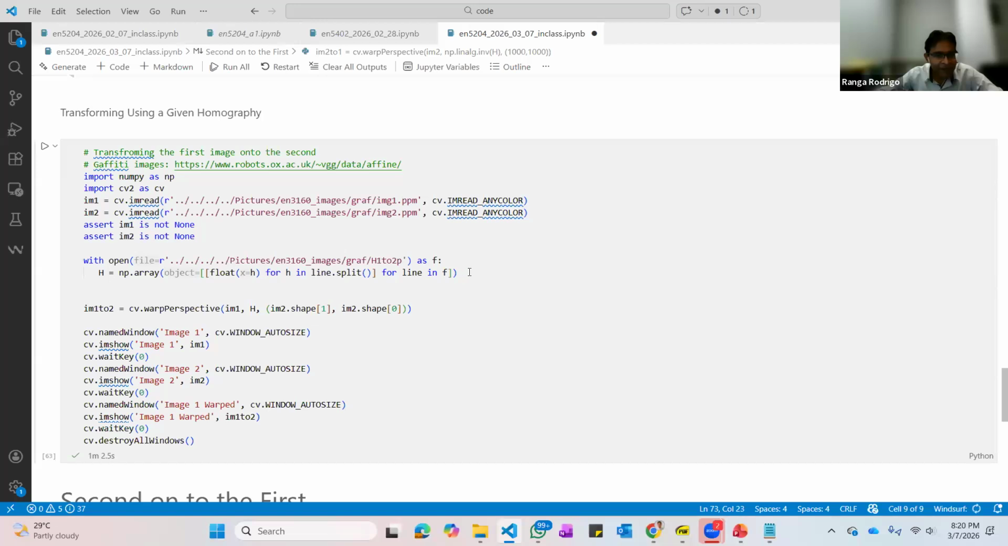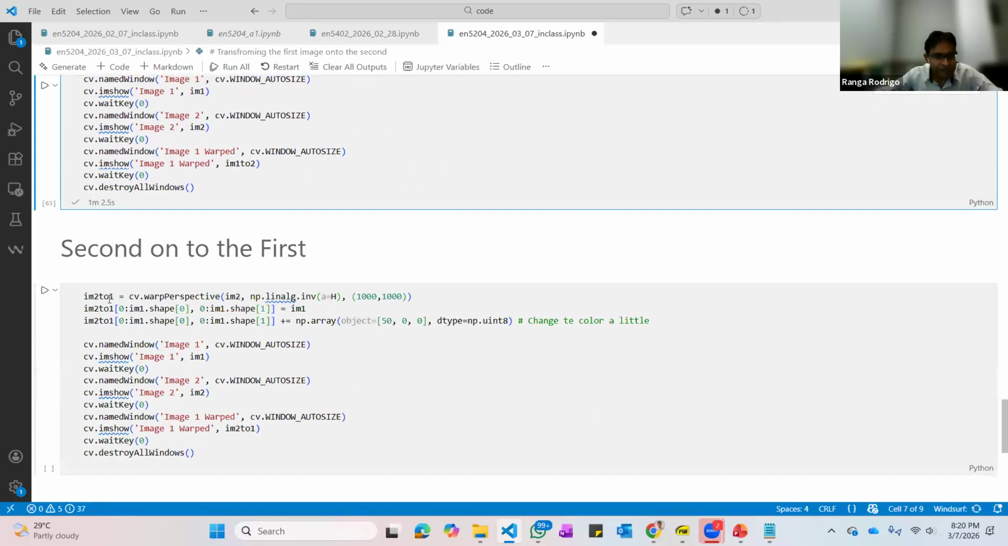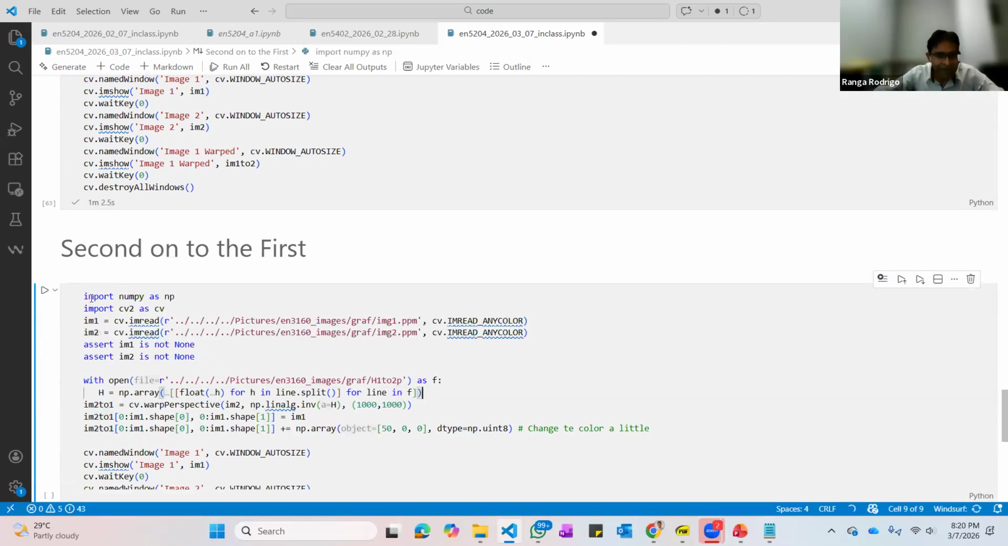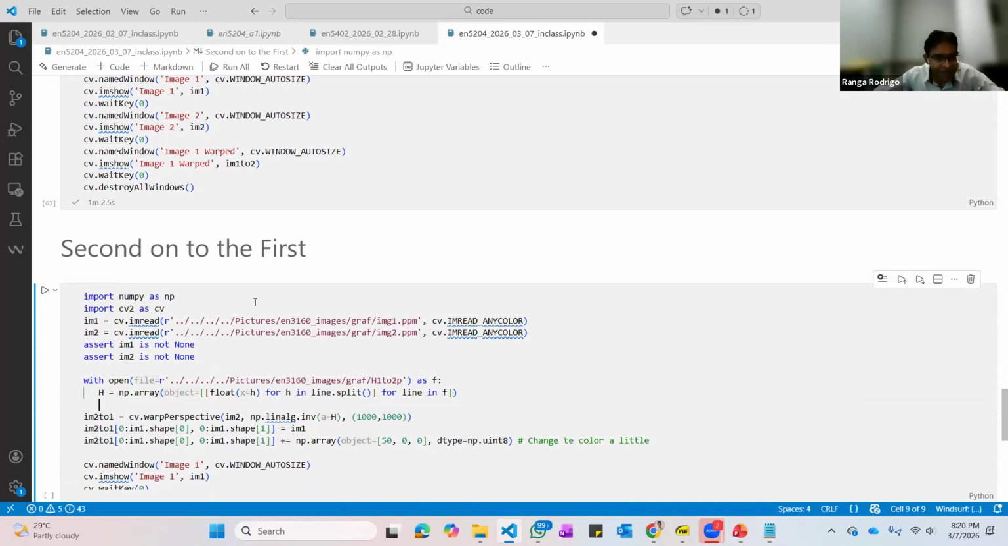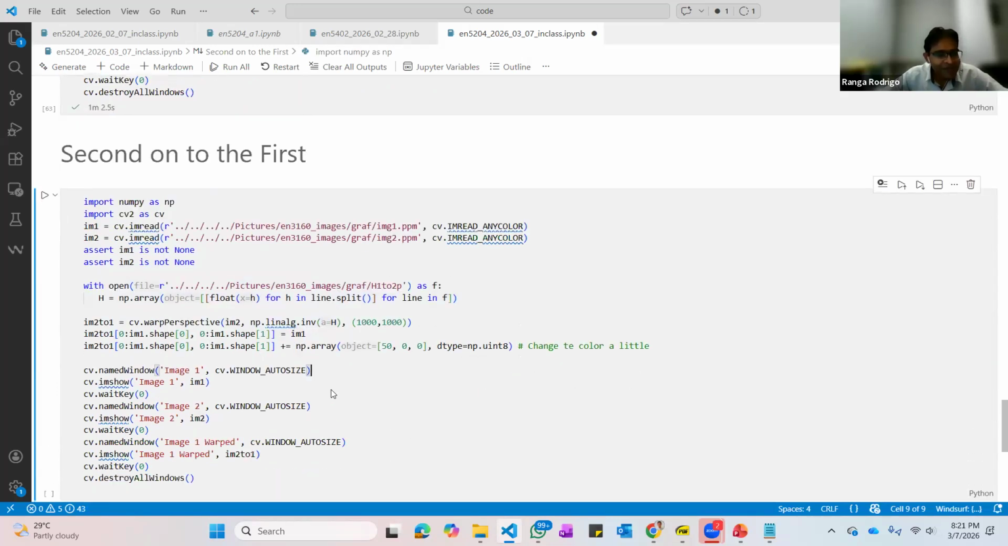I'll copy the whole thing. In 2 to 1 is what we are doing. So therefore, you can see in the in 2 to 1, I'm inverting the homography. NP linear algebra, invert H. And after that, apply the homography. And I have done some crazy things.